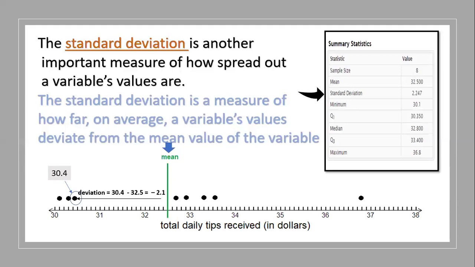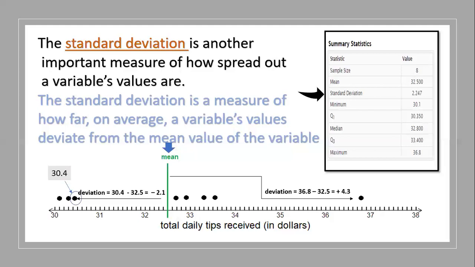Then again, Beth also had a number of days, 5 of them in fact, in which her tip amounts actually exceeded the average. If we take a look at her very biggest day of tips, that day when she had $36.80 in tips, that particular data value would have a deviation of $36.80 minus $32.50, or positive $4.30. So in general, there's going to be some data points that have negative deviations from the mean, and some that have positive deviations from the mean.